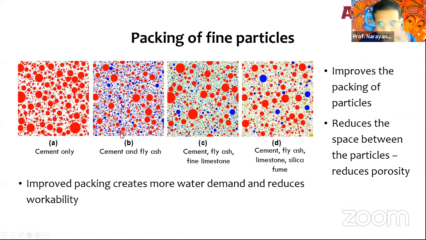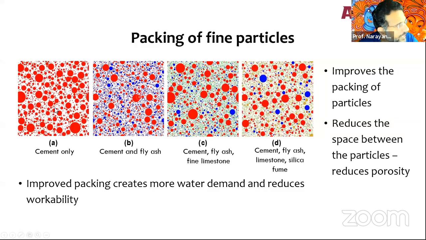Now, how do I pack all these particles? So here is a quick picture that shows you what happens in packing. This is a two-dimensional slice from a three-dimensional structure. So you can just look at it and see that this is the case for a cement only packing. If I add cement and fly ash, I get a little better packing. Cement, fly ash, fine limestone, which is in green color here, even better. With silica fume, even better.